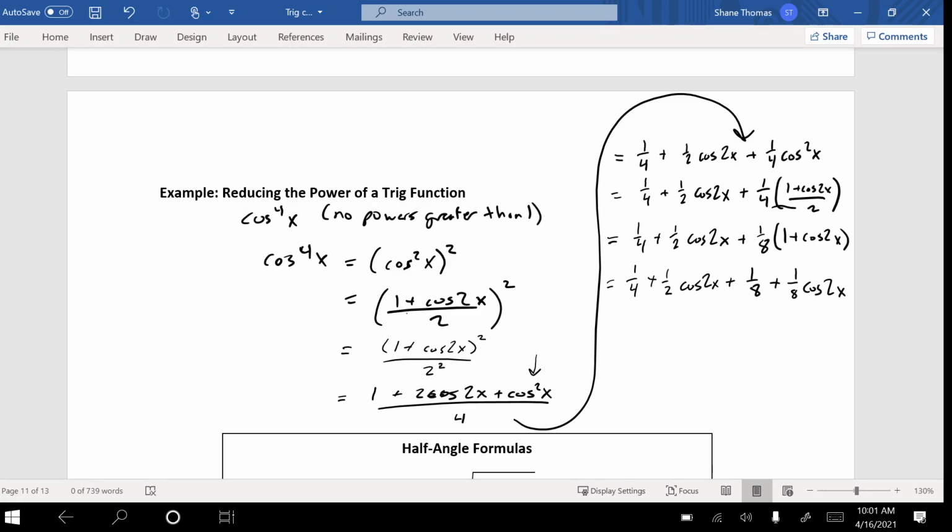Oh, I missed something here too. Sorry. Because this was. Did I miss it? No, we're good. All right. And then, is there anything else? I mean, I could combine the 1/8 and the 1/4. That's about it, right? So 1/8 and 1/4, that'd be 3/8 plus 1/2 cosine 2x plus 1/8 cosine of 2x. All right, there we go.